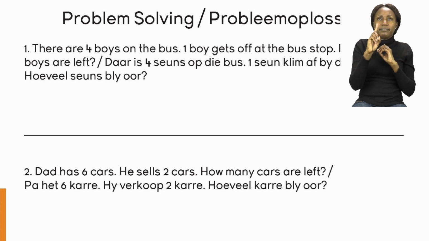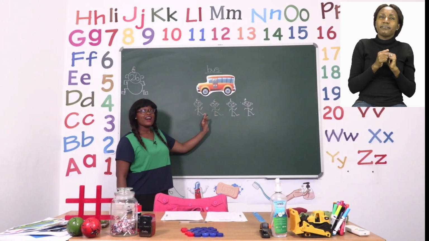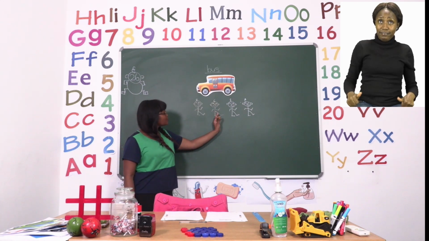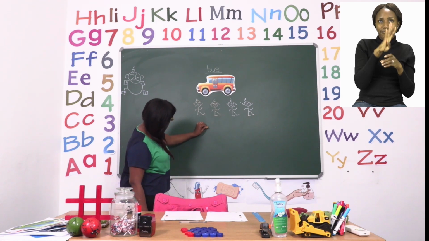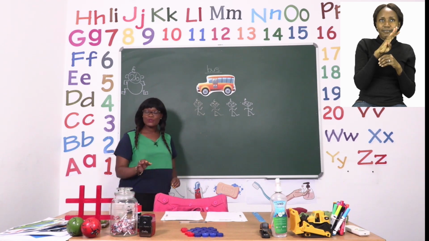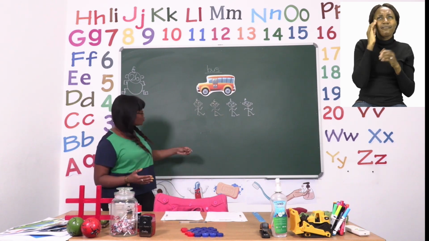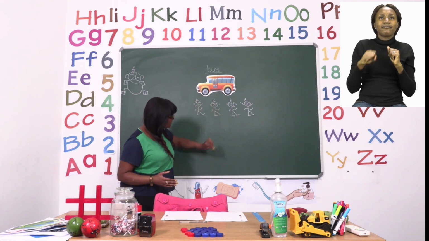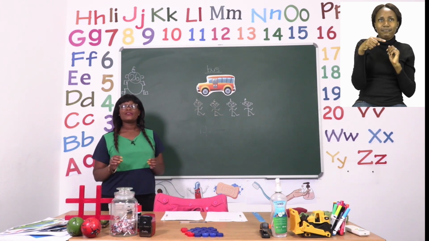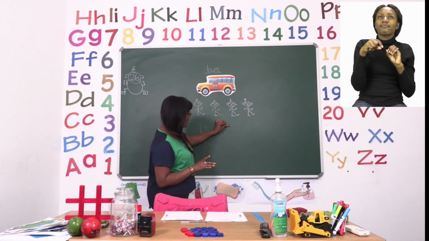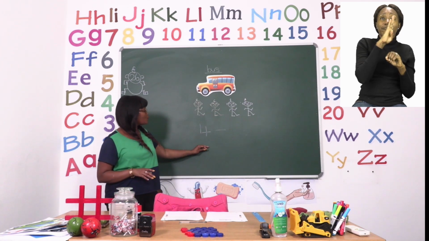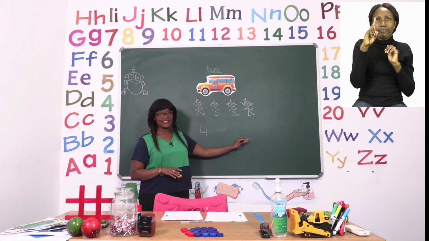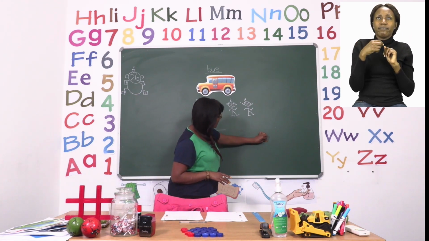So this is how we are going to write our sum. Let's take a look at the board. We know that we started with 4 boys. 1, 2, 3, 4. So we are going to write the number 4. Then we also know that we are going to be subtracting. So we are going to write minus. Now, the number that we are left with to write is 1. So our sum says 4 minus 1 equals. This is what we want to find out.